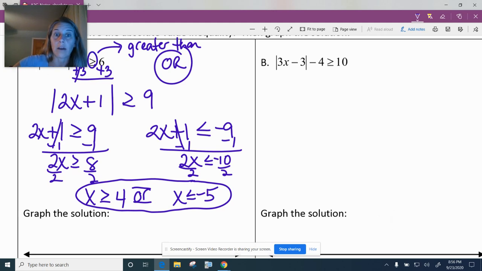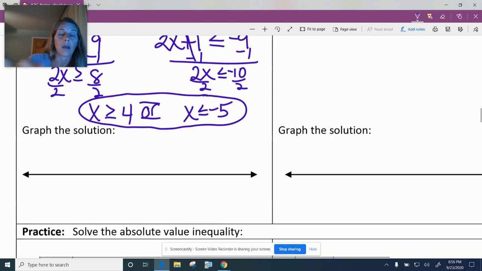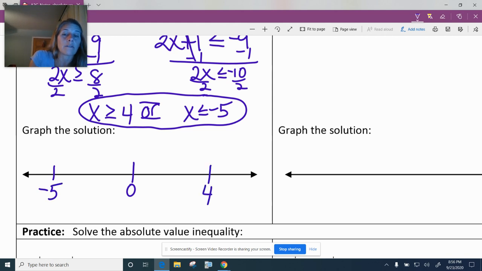Now you should already know how to graph this on the number line, because we spent the first 2 days prior to this doing inequalities with the graphing. So I always like to put a 0 in there if I have numbers on both sides. So my -5 would be somewhere over here on the left. My positive 4 would be somewhere over here on the right. I can see that both of these are going to be closed circles because of that equal to underneath the inequality sign. And x is greater than or equal to 4, so those numbers would be over here to the right. And this x is less than or equal to -5, so those numbers would be on the left.